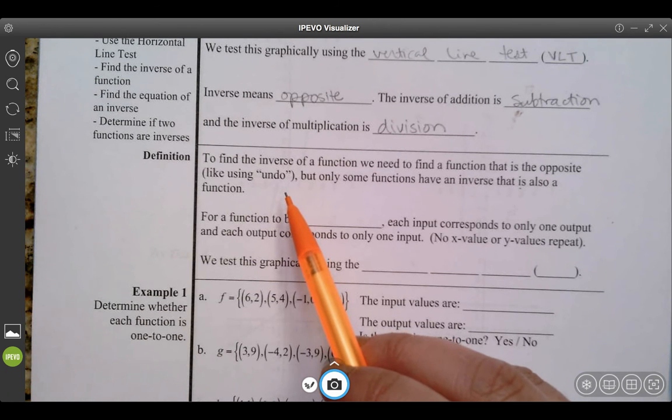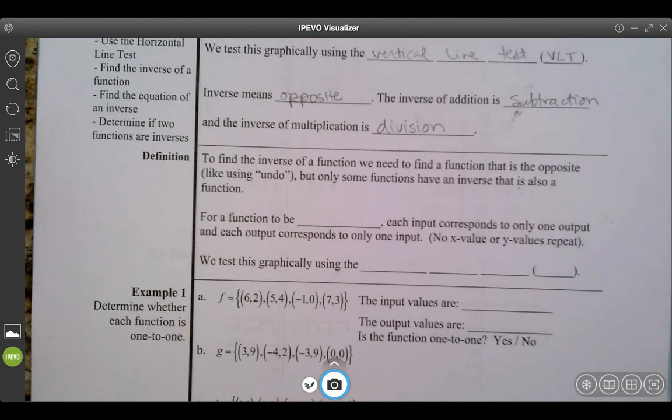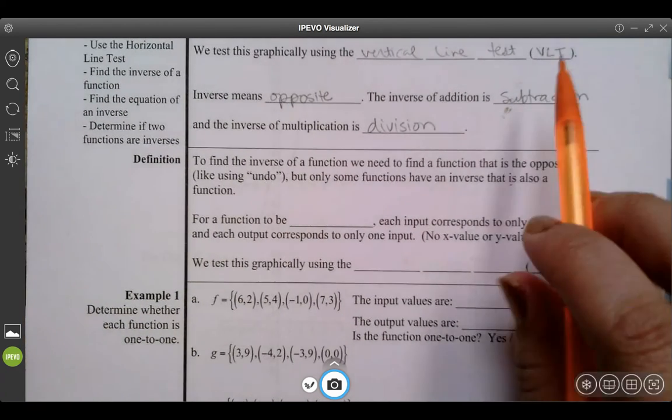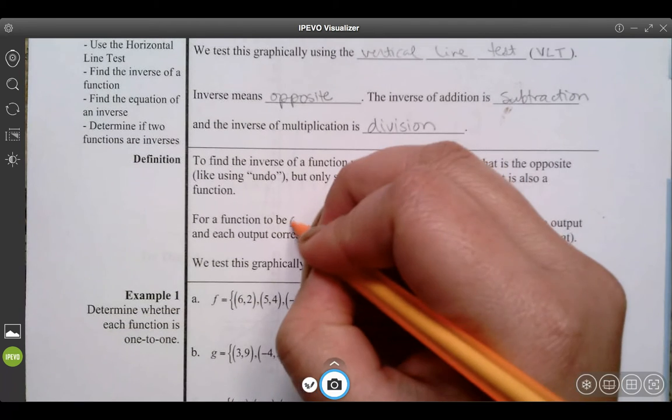all functions have an inverse that is also a function. So what we're looking at specifically right now is the functions whose inverse is also a function. So if I take the inverse of a function and the inverse also passes the vertical line test, okay? What we call that is a one-to-one function.